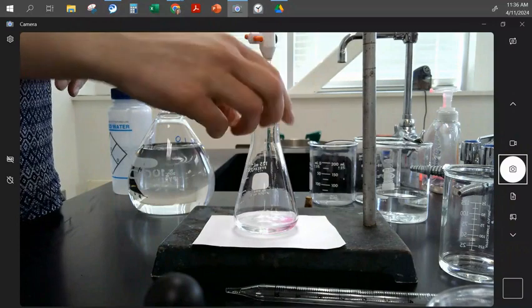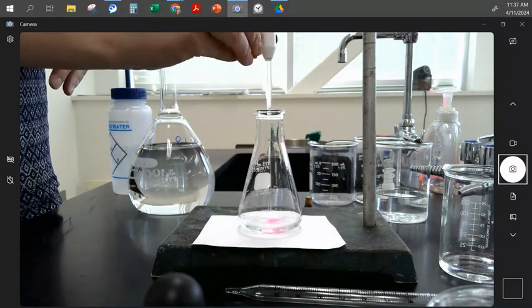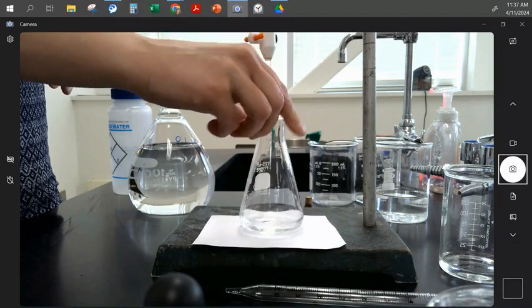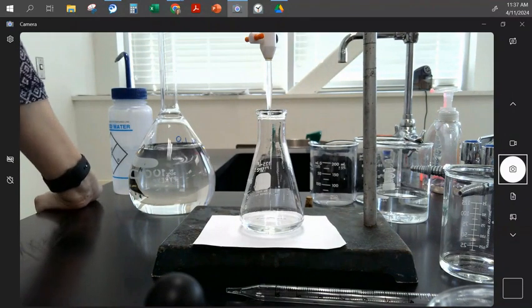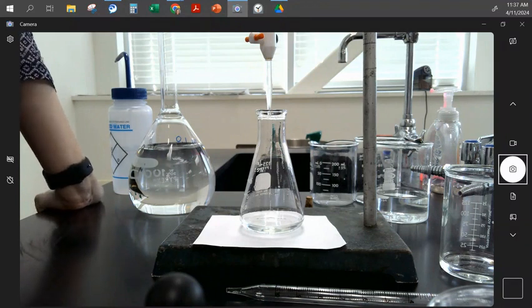All right, so can you see that pink color? We're looking for the whole solution to turn a light pink. Last time it took me 11 milliliters. This time it's going to take me probably about 11. So I started at 11 and a half. 10 from that is like 21 and a half, 21. Okay, so I'm going to go to like 20, and then I'll be more careful.